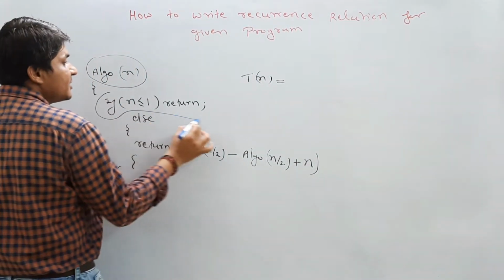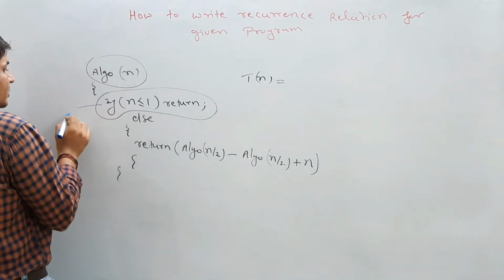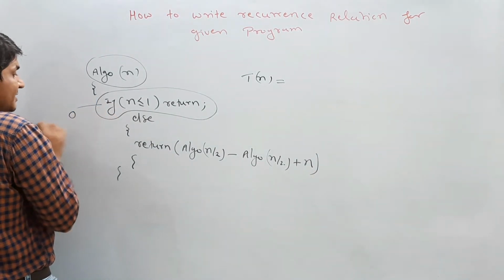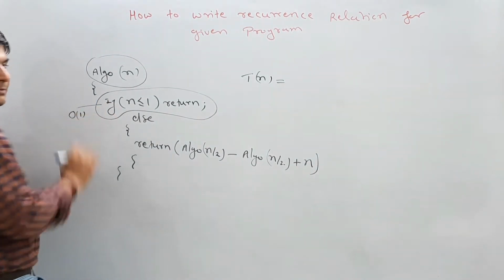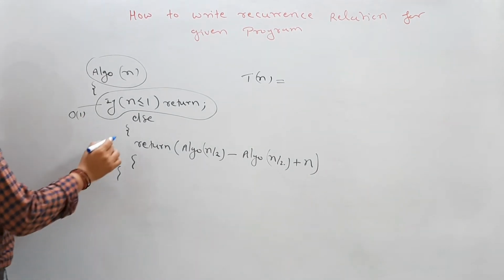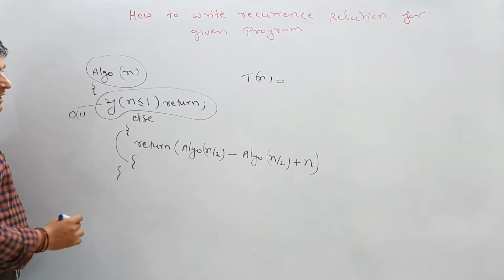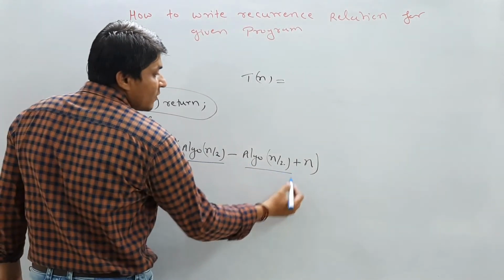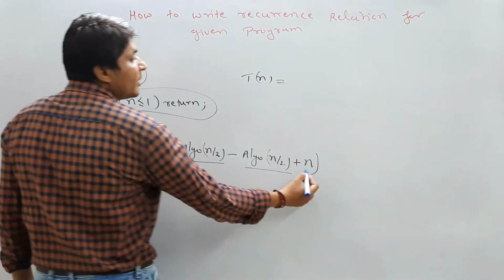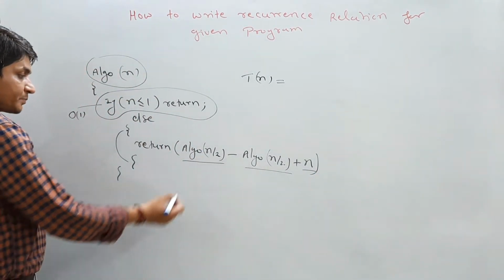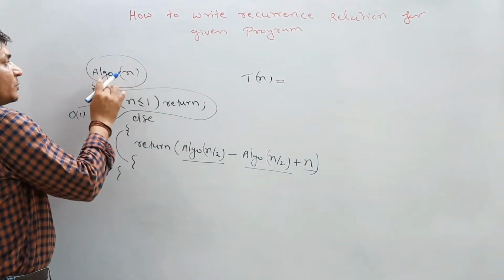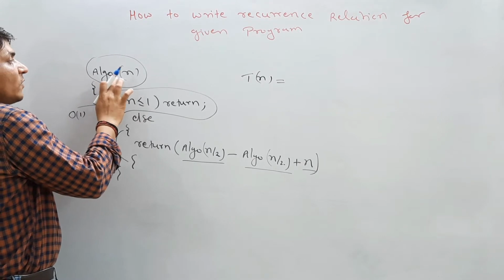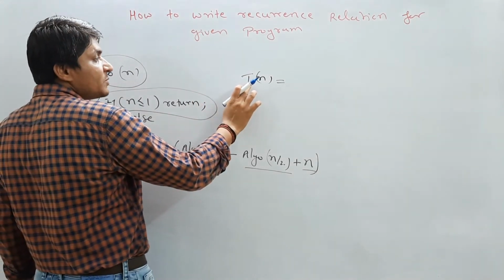Now, if you see this statement, it is nothing but only a comparison statement. A comparison statement will always take order of one time. Now if you move to the else part, there are two function calls, algo of n by 2 and this is also algo of n by 2, and we are adding one number which is n. We have already assumed that in order to solve algo of n, the time taken is T(n).